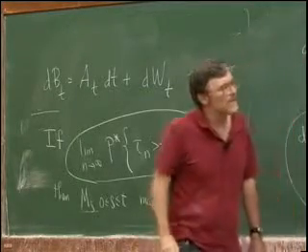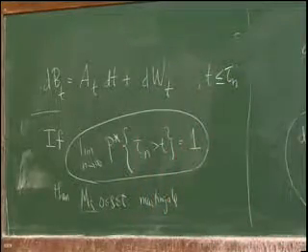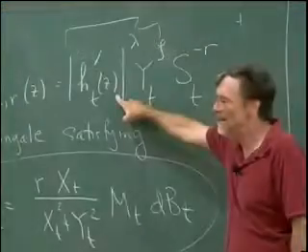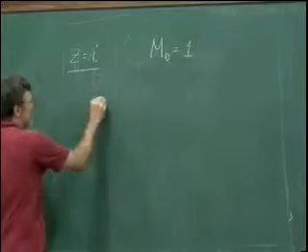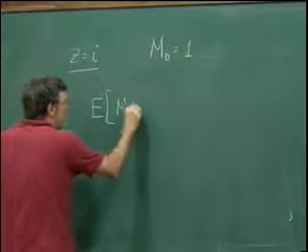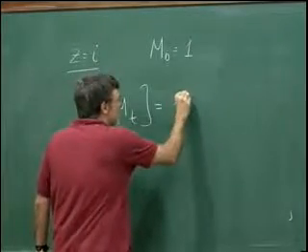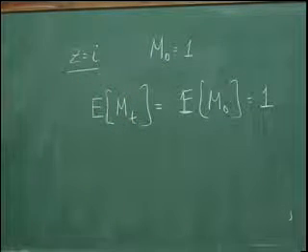Let me put z equals i in here. So in this case, m0 is equal to 1, because the sine is equal to 1, the imaginary part is equal to 1, and this is the identity map. And therefore, the expectation of mt equals the expectation of m0, which equals 1, because it's a martingale.